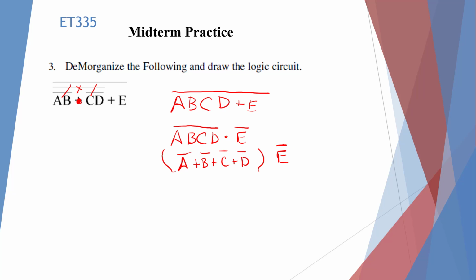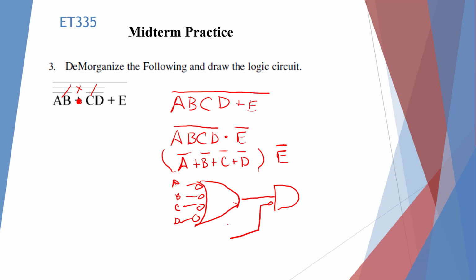So let's go ahead and draw our circuit. So we're going to have a bubbled input OR, and we're going to have bubbles on all these: A, B, C, D. And we're going to multiply times E, and E has a bubble. And it's a plain AND. Good.